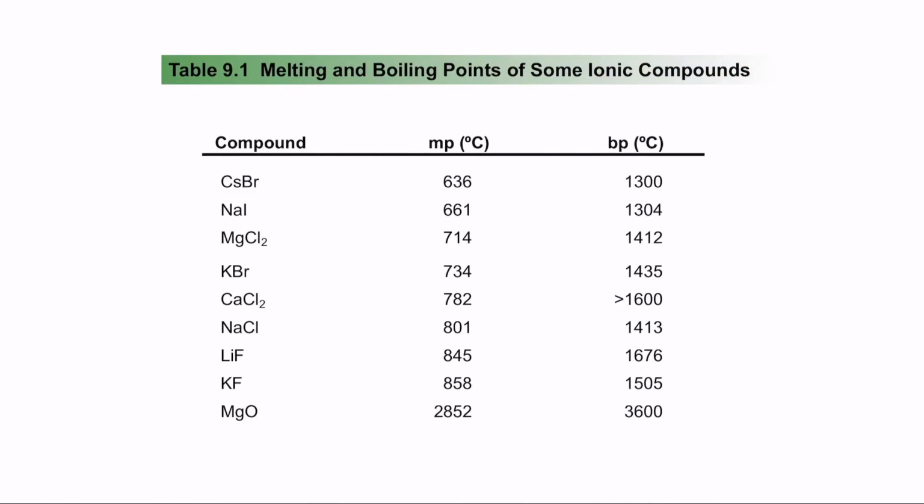This is a table that shows different melting points and boiling points of some ionic compounds. Note that the larger the lattice energy of the ionic compound, the larger the melting and boiling points.